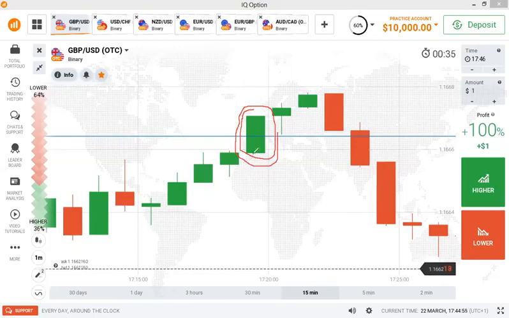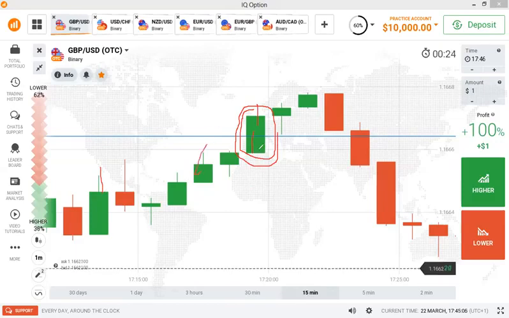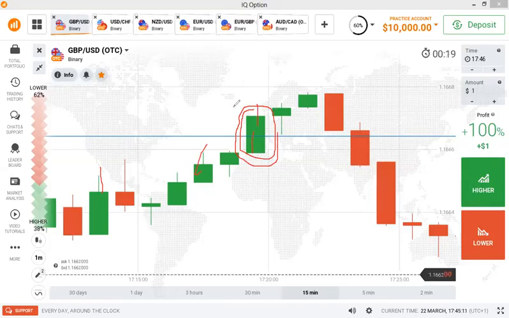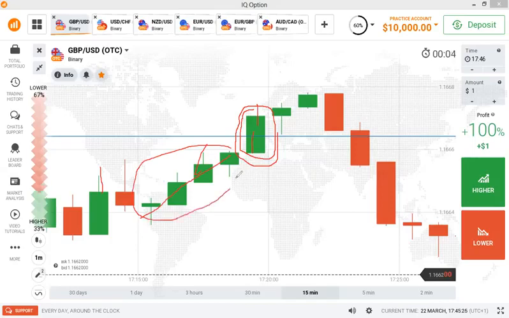Because assuming that it crossed this level with a strong rejection, not a small rejection like this, but a strong rejection like this one, and it crossed this level, I will place a put option immediately. But here, it crossed the level in a Marubozu candle, no rejection. So it's a sign that the buyers want to go up because already you can see the buyers' momentum. So we should consider this as the power of buyers.